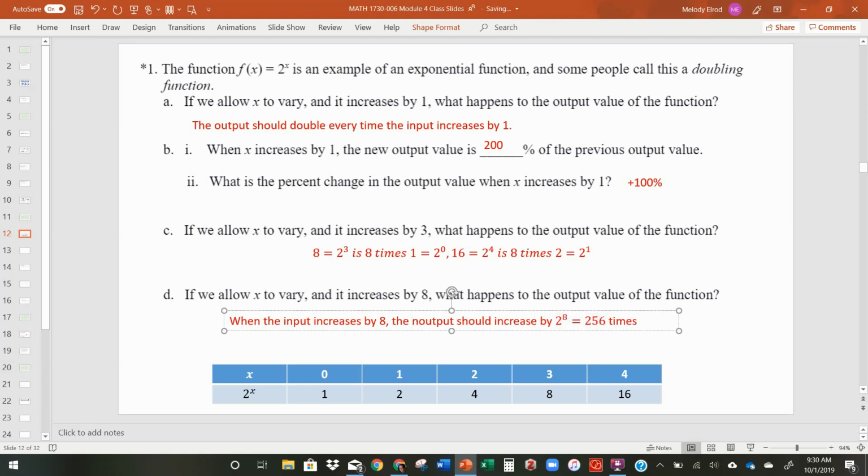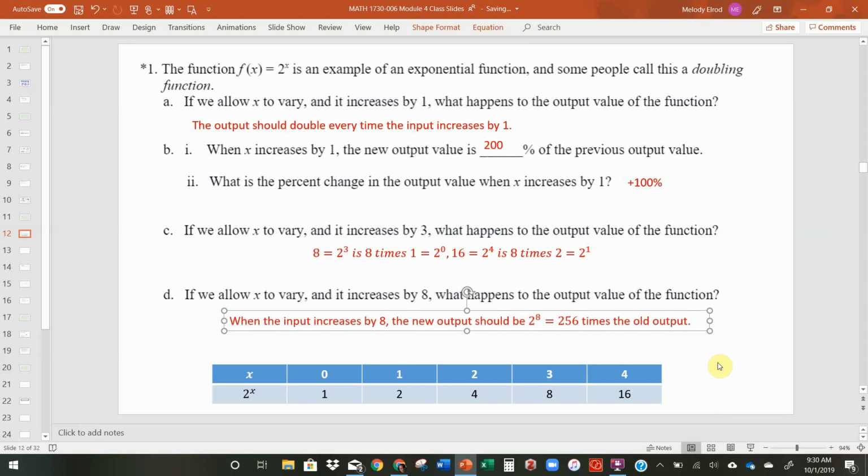In fact, that's a little misleading, so let's talk about why I'm erasing that. It says the output should increase by 256. Well, that's not true. You don't add 256, you multiply by 256. So let's change that. The new output should be 2 to the 8th, or 256 times the old output. Okay, that's more clear.